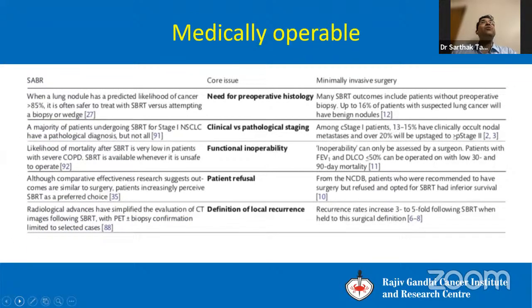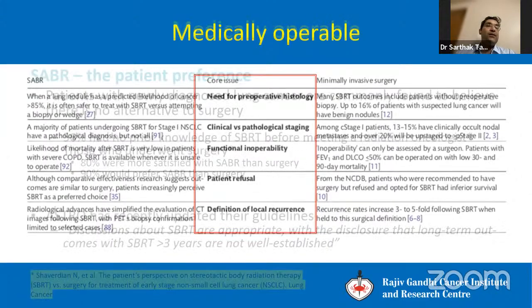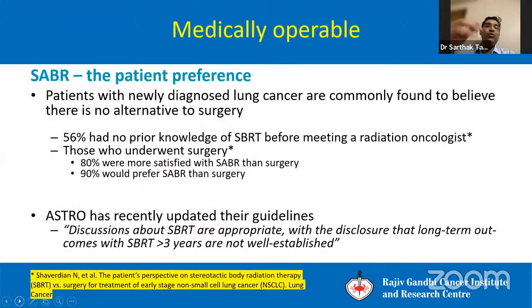So the question still remains, with the paucity of data for medically operable patients, and we know that we don't have direct or level 1 evidence to suggest SABR, what are the conditions where you would want to give SABR irrespective of it being medically operable? These are the core issues pertaining to this. Can you go to the previous slide, please?